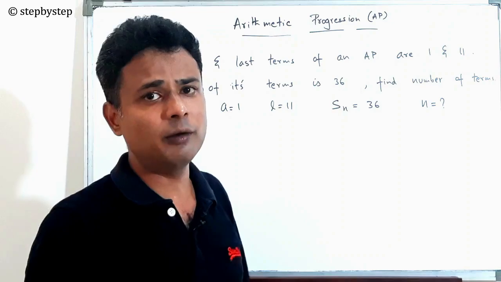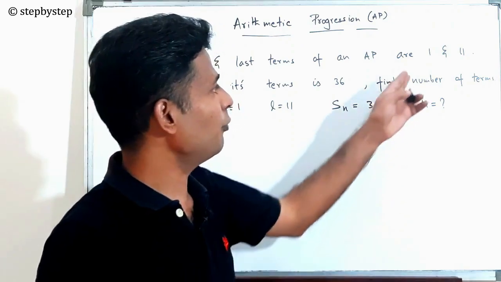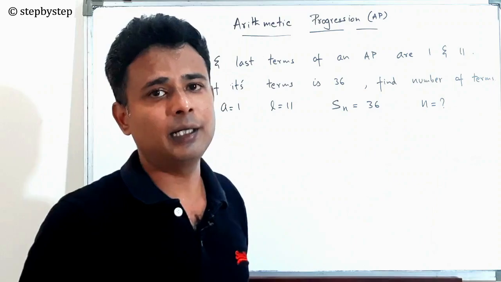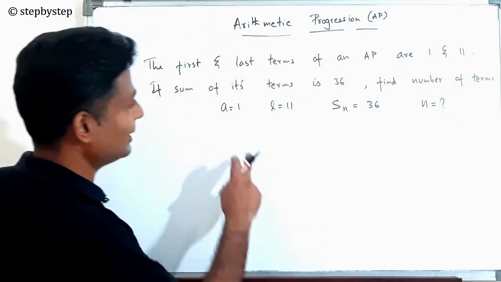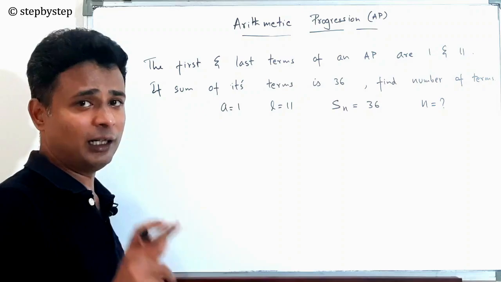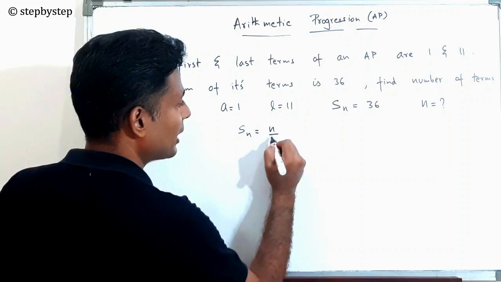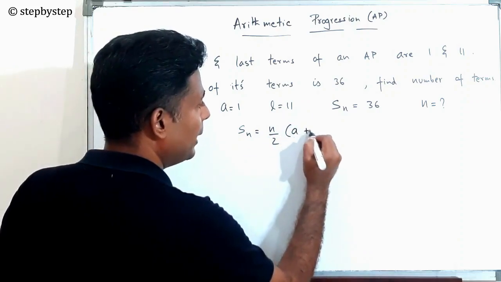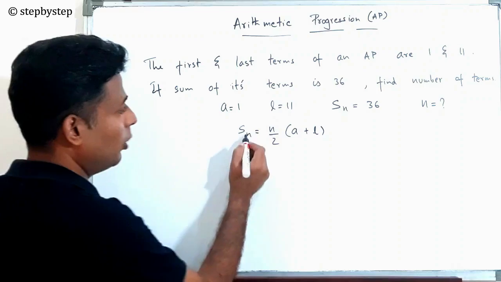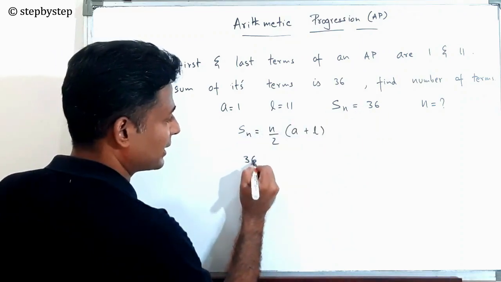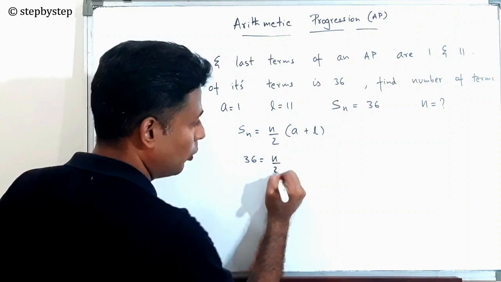Because we do not know D and we cannot find D just from this data, right? So in this case, we can use the second formula for sum of n terms, that is S of n equal to n by 2 into (A plus L). We know S of n, they have given us, it's 36. N is what we need to find.